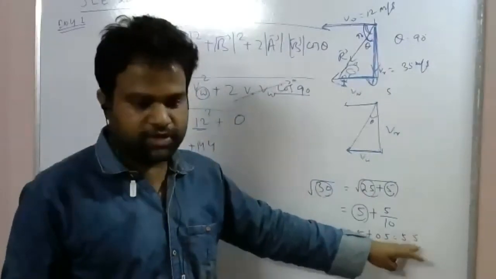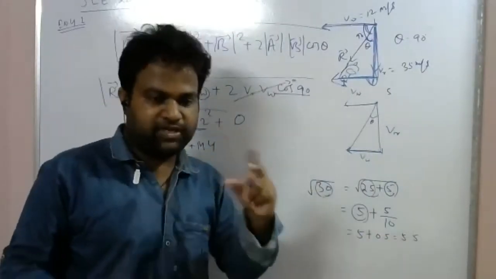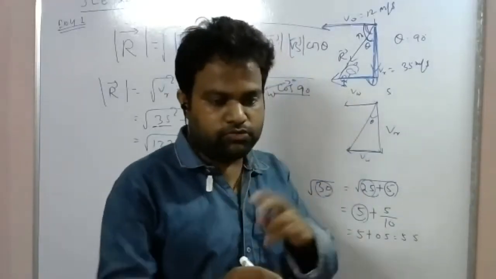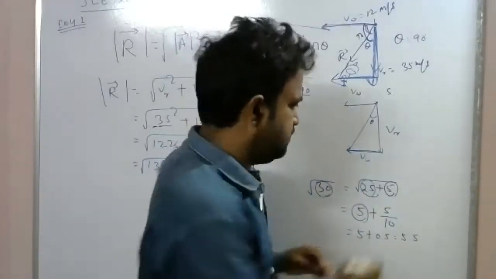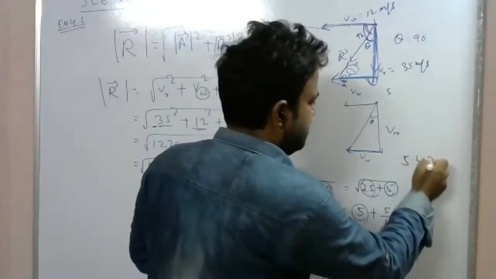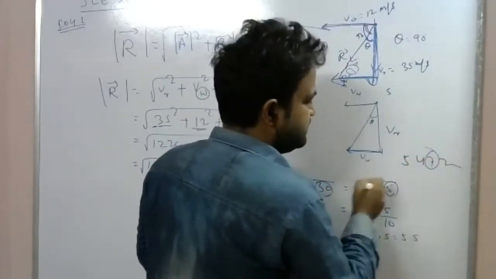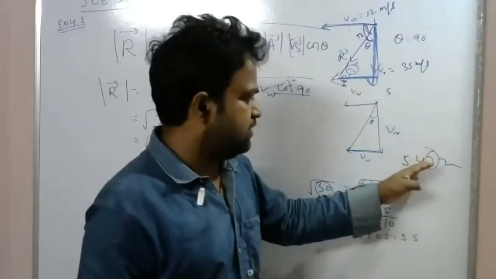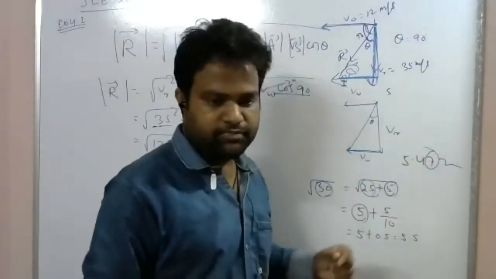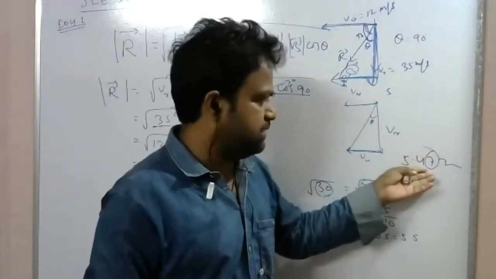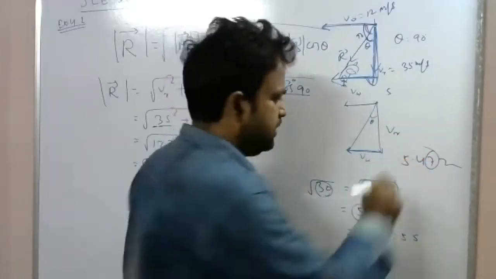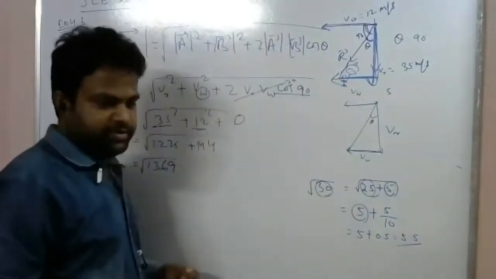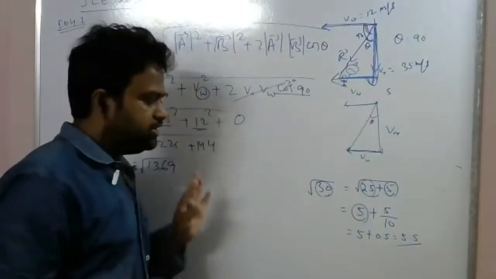If you round off, as I have taught in the first chapter, 5.472, the digit 7 is greater than 5. So if a number is greater than 5, then you can write it is approximately 5.5. So this one will be approximately 5.5, nearly. No issue, nearly is fine.